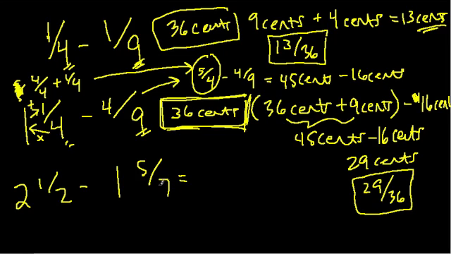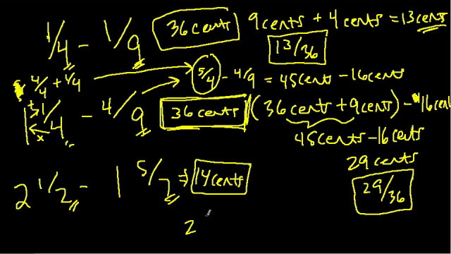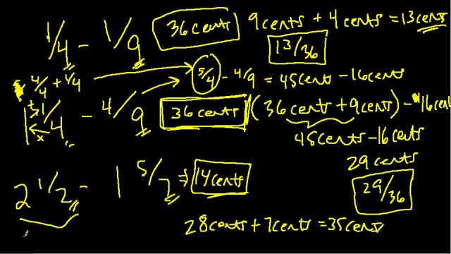Last, we have 2 1/2 minus 1 5/7. Halves and sevenths meet nicely at 14, right? So 14 cents. What is 2 1/2 then? Well, that's like having 28 cents. This is the whole, so we have 2 of them, plus 7 cents. That's 35 cents. That tells me that this is like 35 cents.